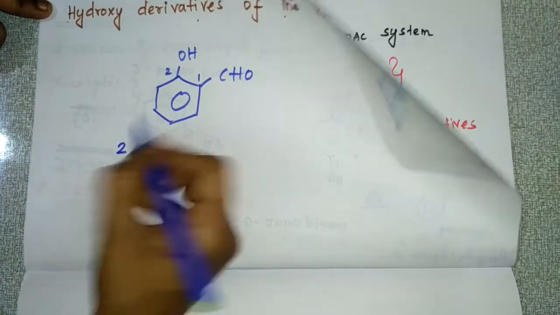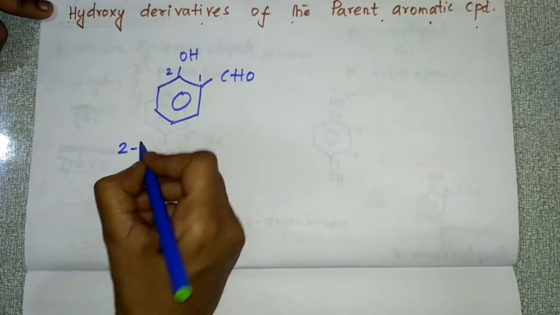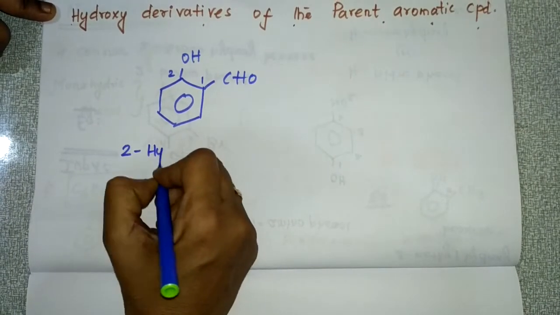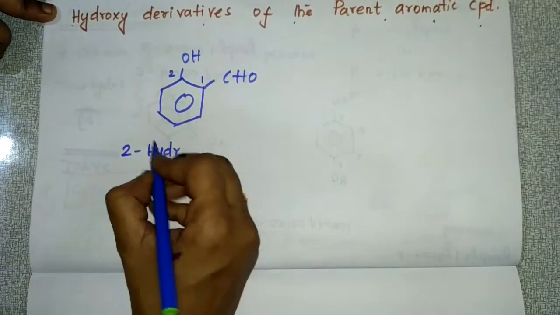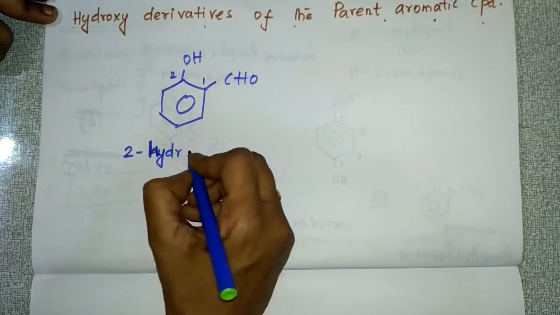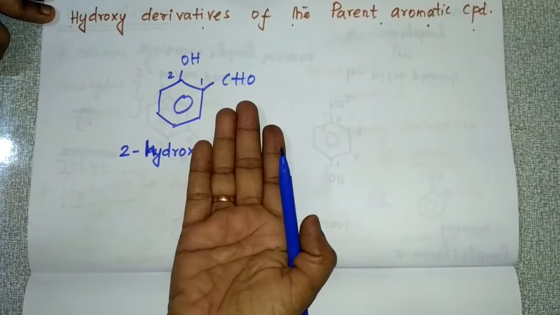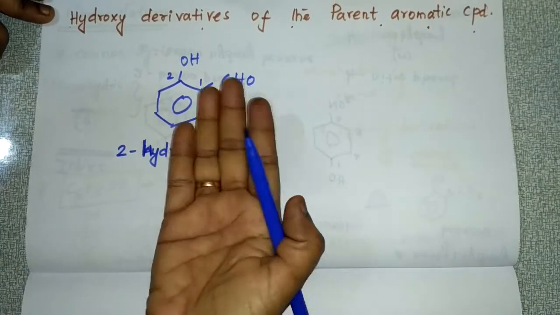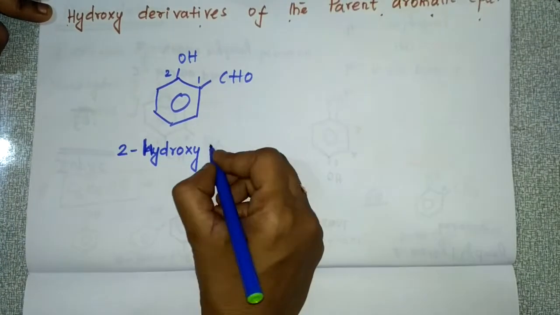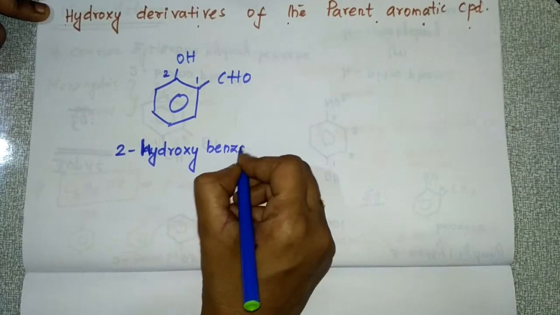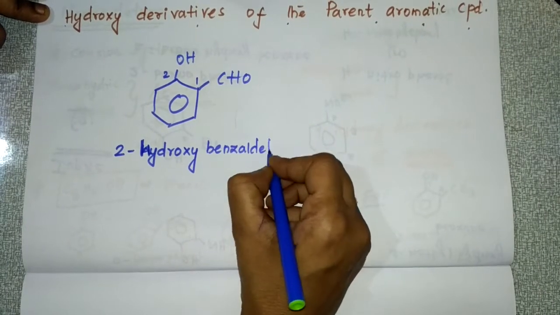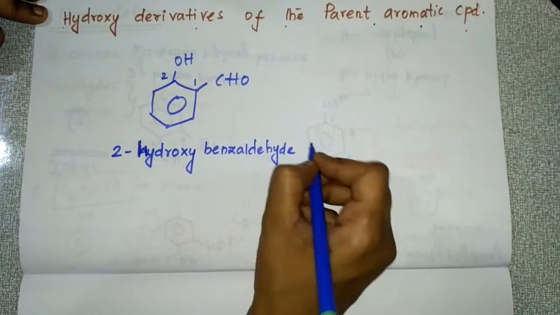So how will you name this? Hydroxy derivatives, I told you. So you have to name it as 2-hydroxy, and here you have to write a small letter. 2-hydroxy. What is the parent aromatic compound? What is present here? 2-hydroxybenzaldehyde. This is how you have to name it. Okay.